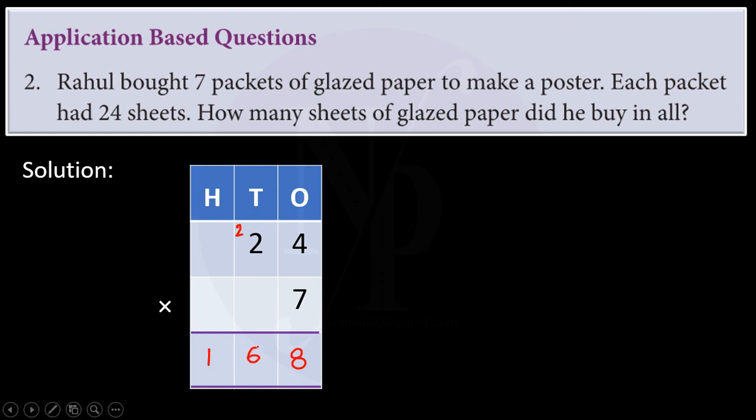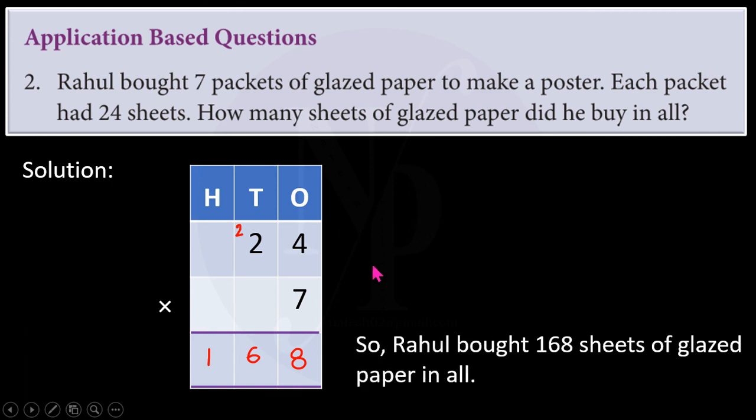The product of 24 and 7 is 168. What does 168 represent in this question? So it represents the number of glazed sheets that Rahul has bought. So Rahul bought 168 sheets of glazed paper in all for making a poster. Now let us move to the next question.